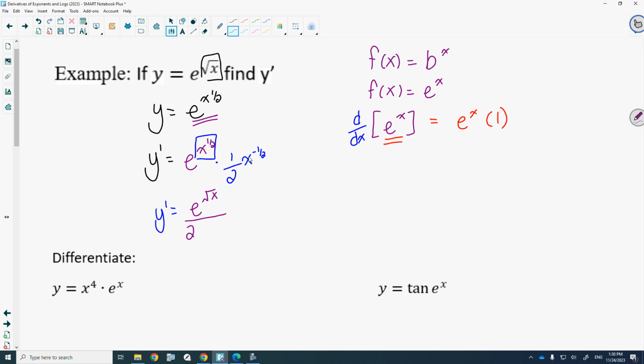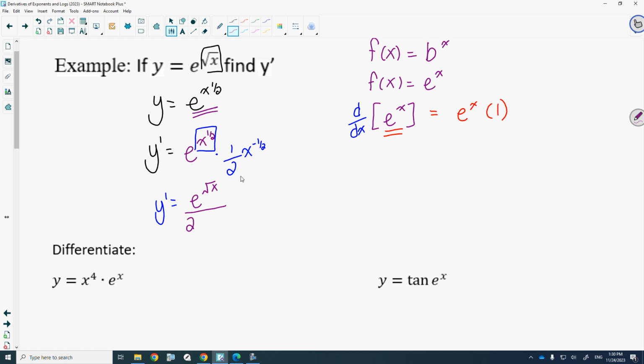The 2's in my denominator. I'm going to bring my x down to make it a positive exponent, so that would be x to the 1/2. And then I will rewrite that to give me square root of x in the denominator. So e to the power of square root of x over 2 square root of x. And that would be the derivative.